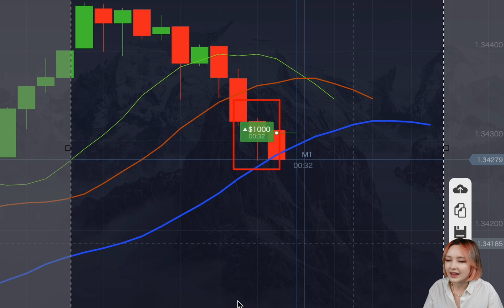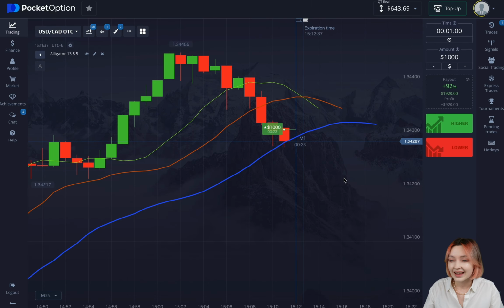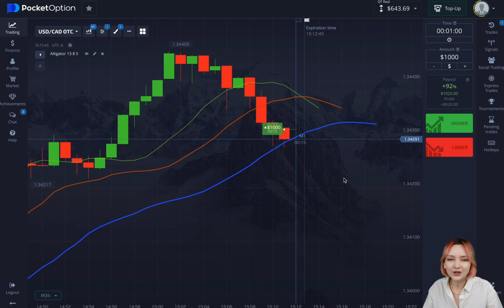It supposedly has to work off. Why do we put $1,000 in? Because if this deal closes in profit, we will actually achieve the initially desired result, so there's no point in venturing and betting the entire deposit in this case. Let's see how it goes.